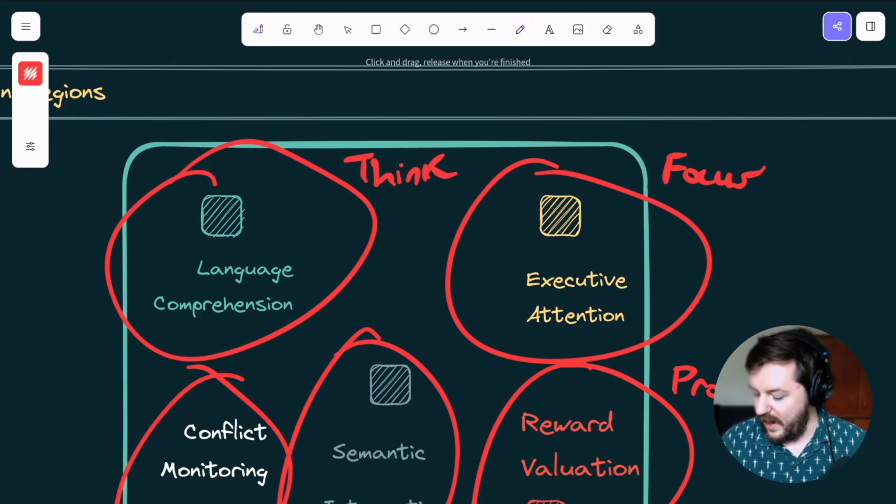Then you have conflict monitoring. Conflict monitoring is pretty interesting. It's basically, do I feel like I'm being sold to? Do I like the message? Does it resonate with me? I'm just going to write sales because that's funny.